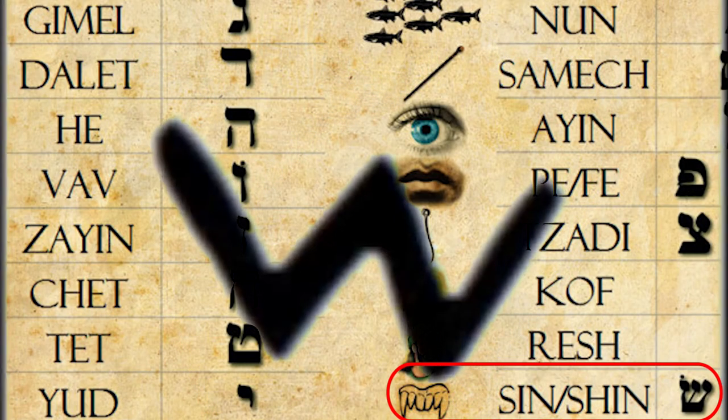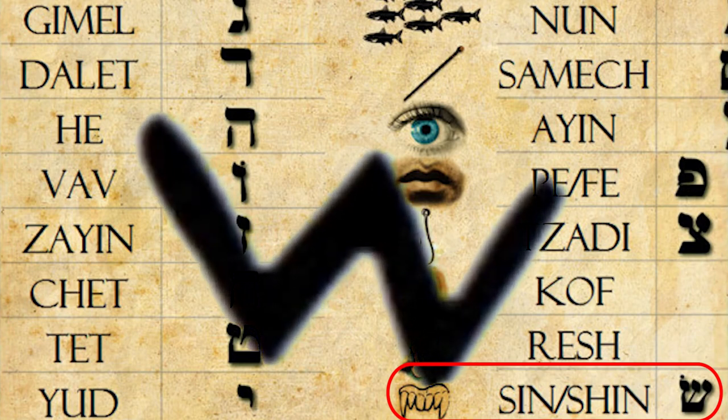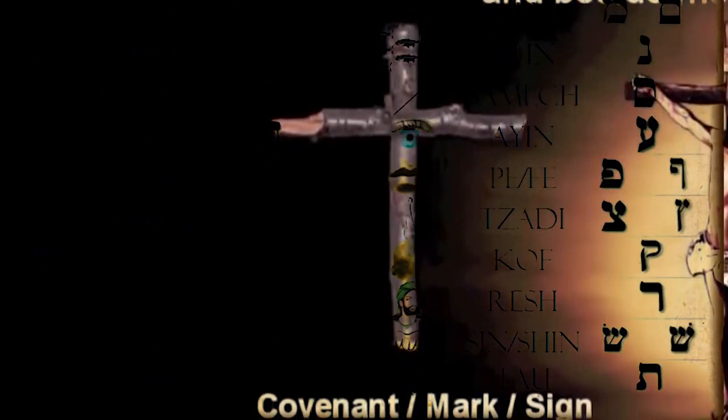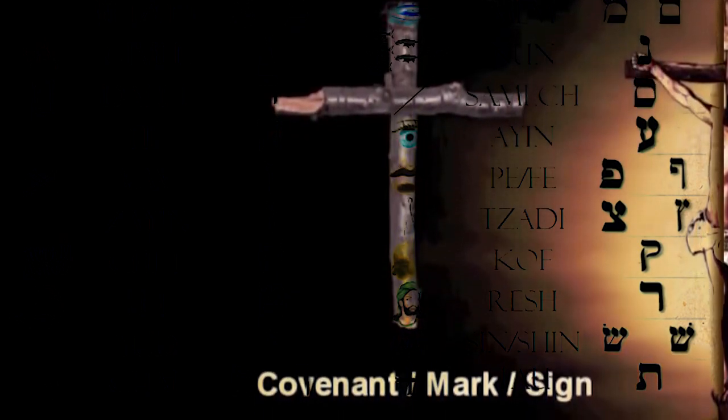The symbol is like teeth. It represents destruction or devouring. Yod is an outstretched hand and arm, and it represents work or doing something. And finally, Tav is a T, one's mark. One makes a mark or a cross.